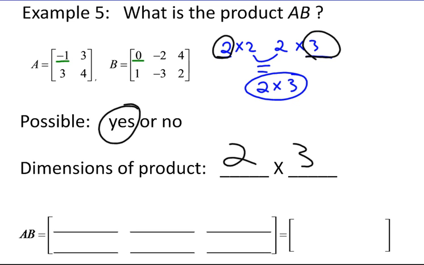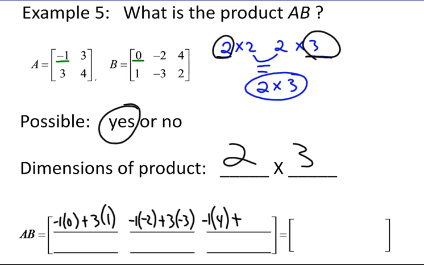All right, so we're going to multiply the first row times the first column. So we have negative 1 times 0 plus 3 times 1. Then we take the first row multiplied by the second column, negative 1 times negative 2 plus 3 times negative 3. First row, negative 1 times the third column, 4 plus 3 times 2. So we multiplied the first row times each column.